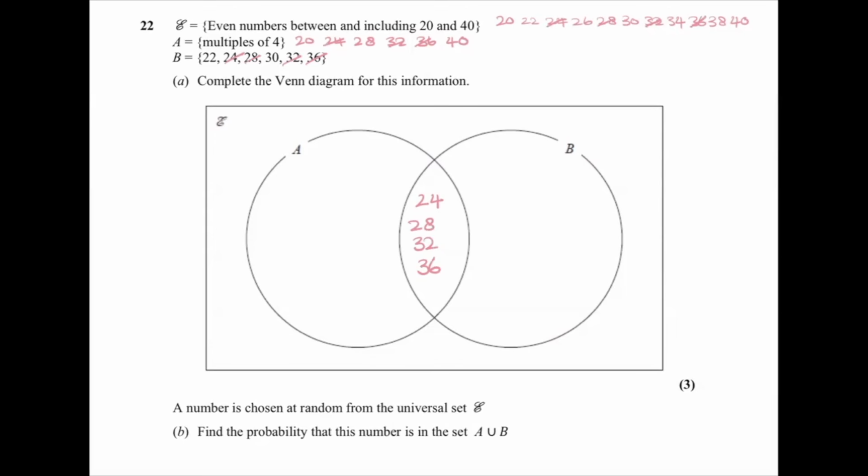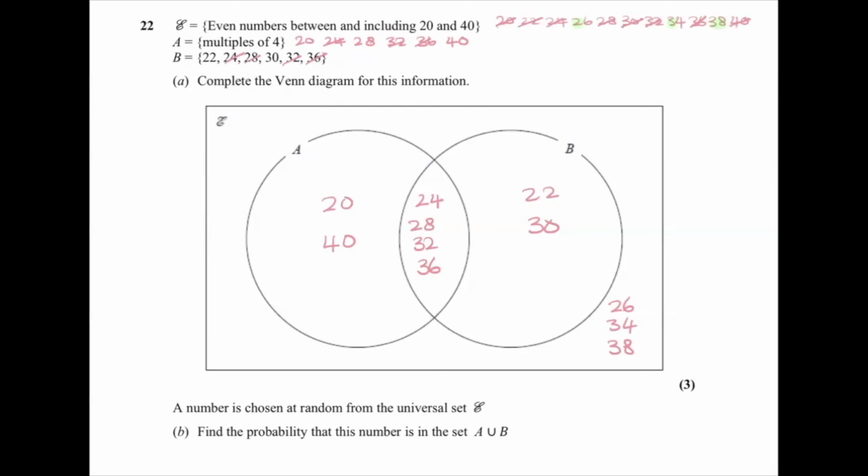Now, the leftovers for my multiples of 4 are 20 and 40. And for B, we've got 22 and 30. I can now clearly see the ones that I've not crossed off my main list. I've got 26, 34, and 38. So they will go into the rectangle section. And that is us done.